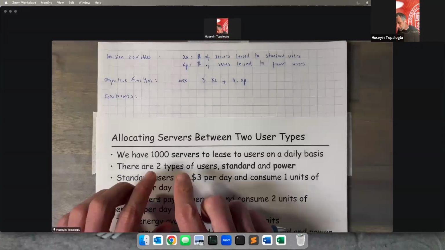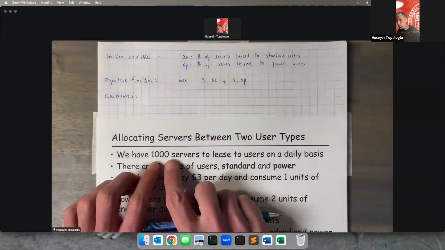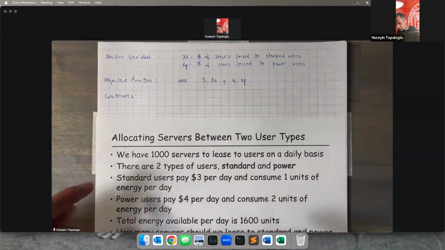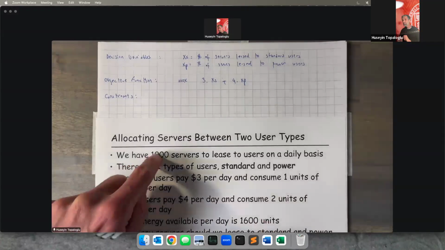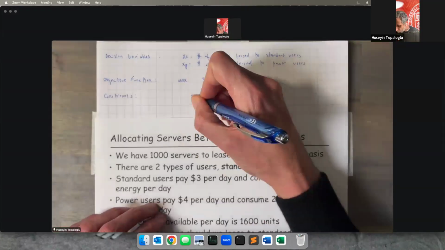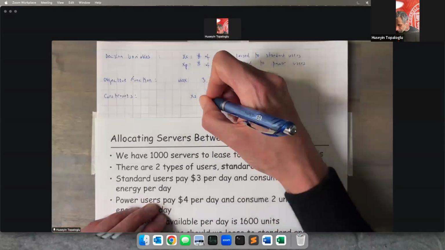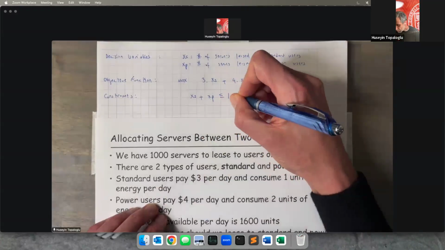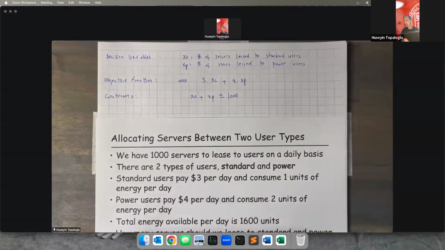So for example, how many servers do we lease at our disposal? We have 1,000 servers. So that means that the total number of servers that we lease to standard users and the power users cannot exceed 1,000, right? So one constraint that we have is that the total number of servers that we lease to standard users and the power users cannot exceed the number of servers that we have, which is 1,000. The number of servers that we lease to standard users is XS, and the number of servers that we lease to power users is XP. So this is the total number of servers that we lease to our customers that cannot exceed 1,000. So that is one constraint.